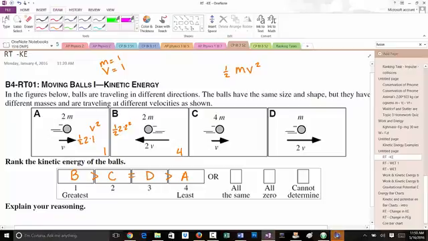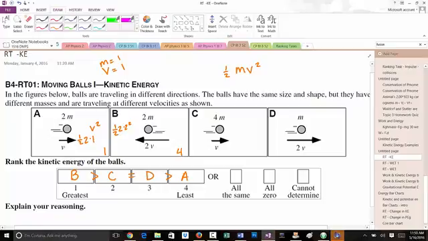Good question. Is it possible for a kinetic energy to be negative because B is moving in a different direction than the others? Is it possible, Brooklyn? No. She says no. Why do you say no? Because every time you square a negative number, you get positive. Does that make sense? Yeah. So we have a negative velocity here. But what happens to the velocity? It's squared. So a negative times a negative gives you a positive. So is it possible to have a negative kinetic energy?